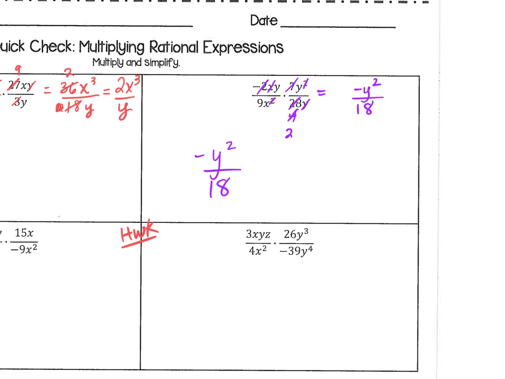Matter of fact, that's what I'll do. So second y equals, I'm going to do negative 2 times 7 in the top. Divide that by 9 times 28. Hit enter. Gives me negative 1 over 18. This is what that is, right? And then all you have to worry about is the variables. Okay? All right. So are we good?